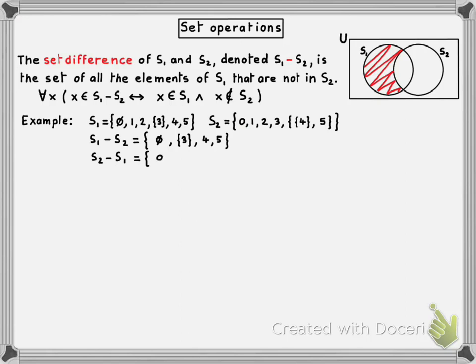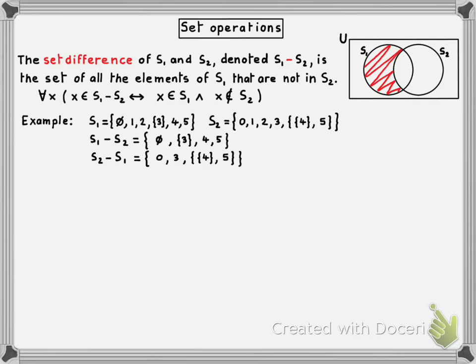The integer 1 is also in S1, so it does not get added to the difference. Neither does the integer 2. The integer 3 is not in S1, so it does get added to the difference. And the last element of S2, namely this set here, is not in S1, so it's also in the set difference of S2 and S1. And this concludes the computation.